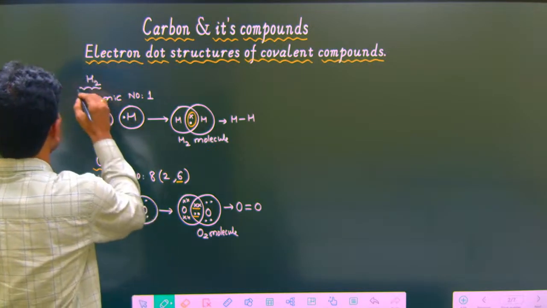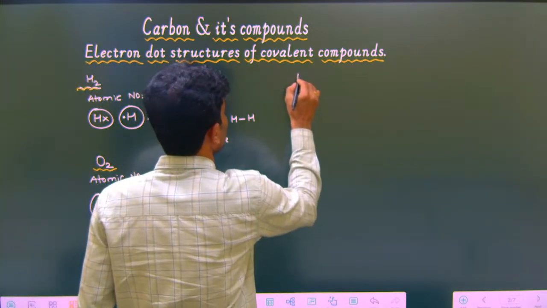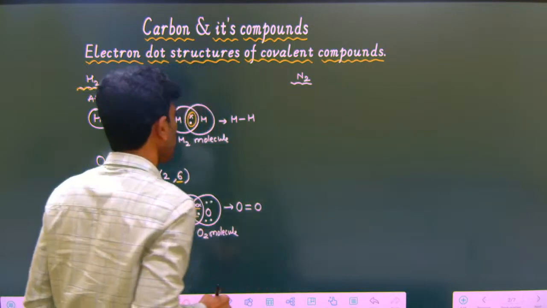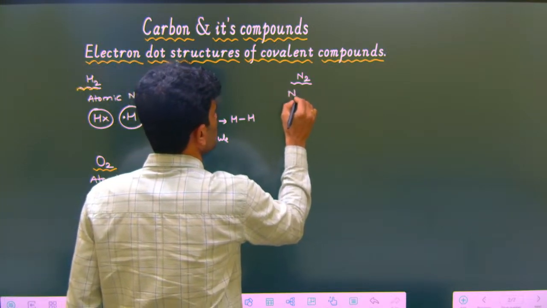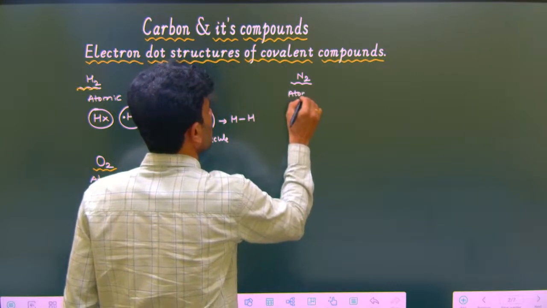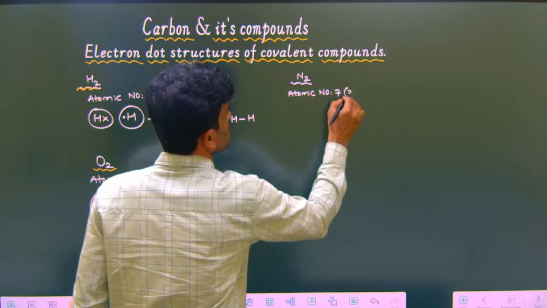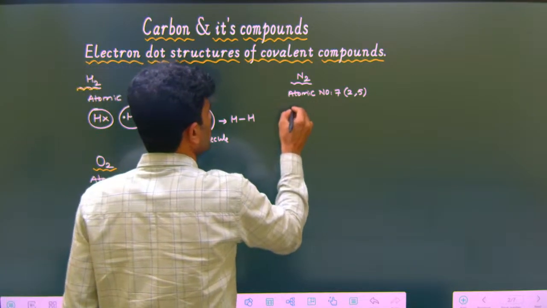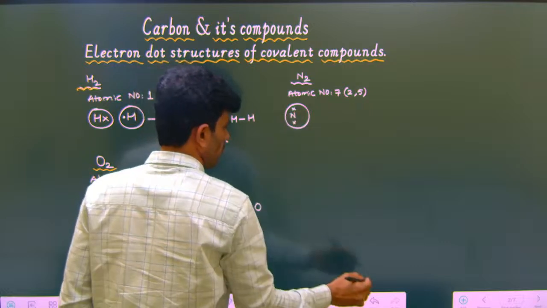So here one double bond is there between oxygen and oxygen. Now let us discuss the formation of the N2 molecule. Again you need to know the electronic configuration of nitrogen. Atomic number is 7. Electronic configuration is 2, 5. So each nitrogen has 5 electrons in its outermost shell. First nitrogen will have 5 electrons.